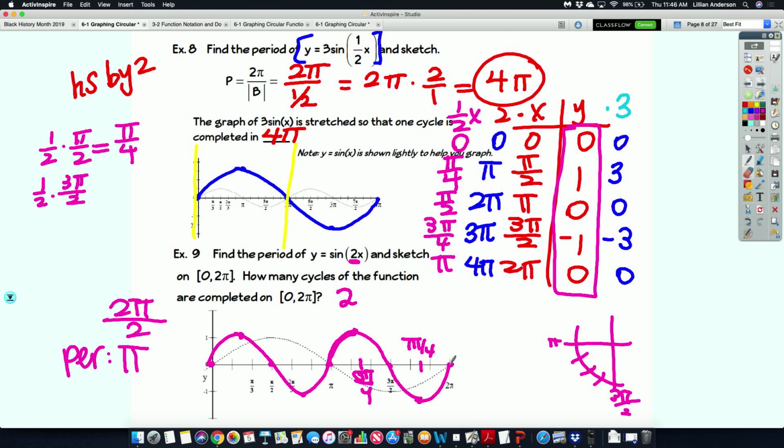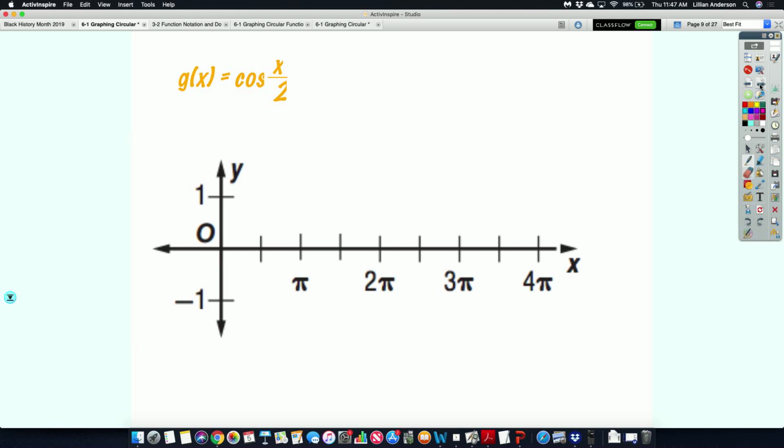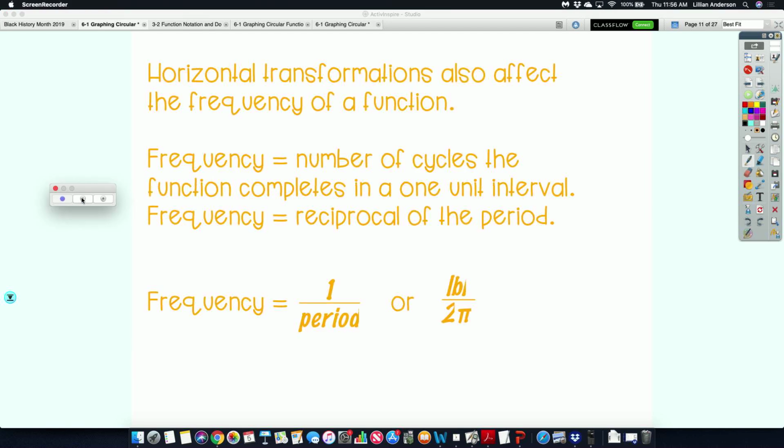The pattern is in fourths: 0, 1 fourth, 2 fourths, 3 fourths, 4 fourths, 5 fourths, 6 fourths, 7 fourths, 8 fourths. And there you go. Questions on the period? Handwriting this into your notebook.